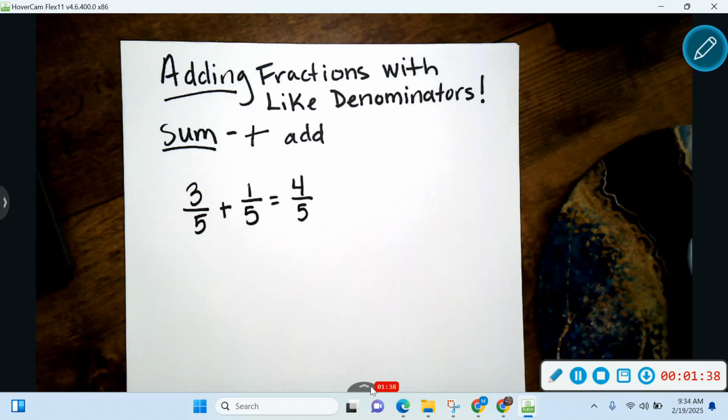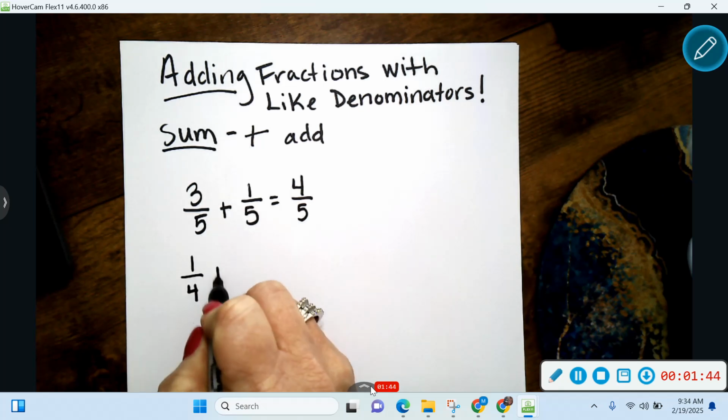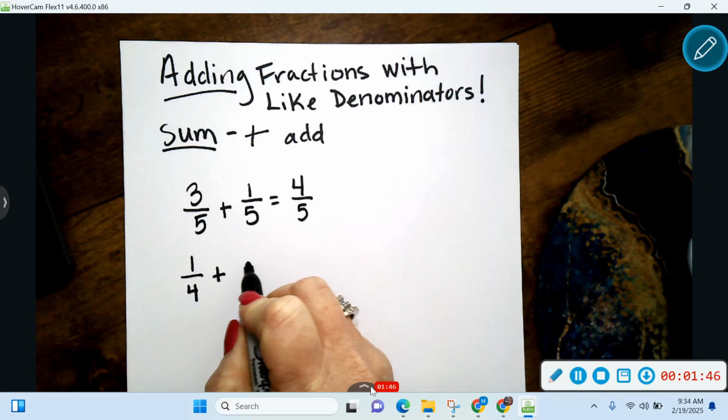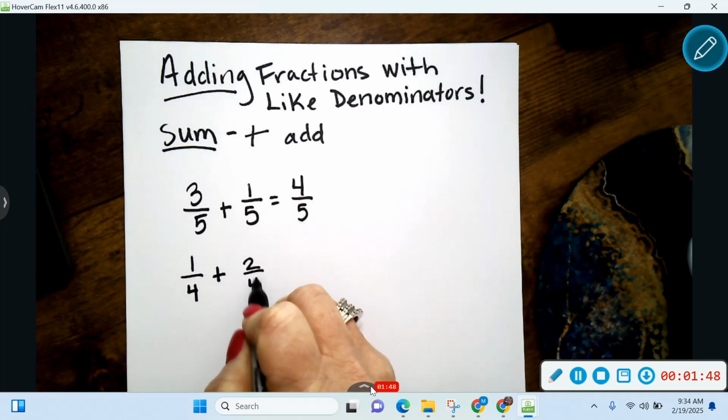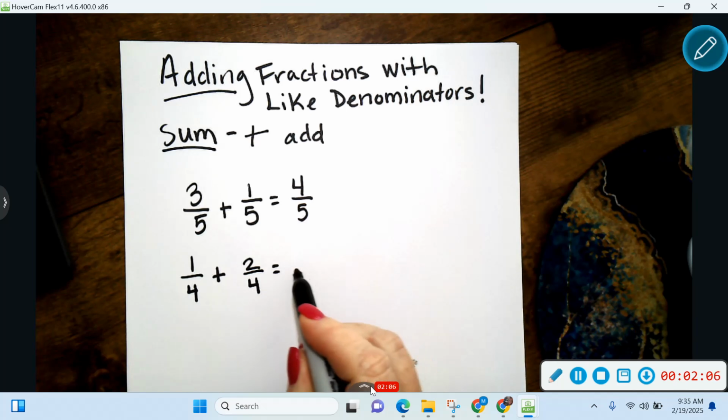Okay, so let's go with 1/4 plus 2/4 is. Remember that the word equals, instead of saying equals, you'll say is. You'll see that also in word problems. 1/4 plus 2/4. If the denominator is the same, it stays the same.